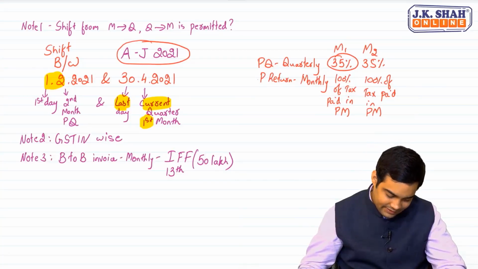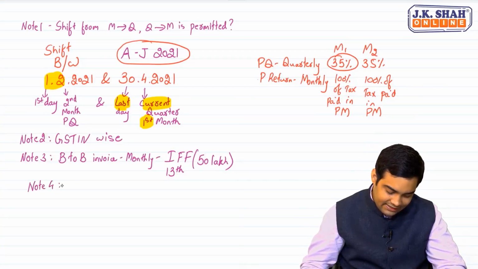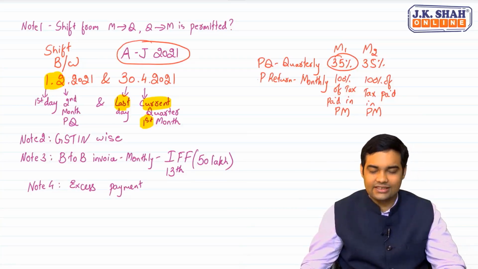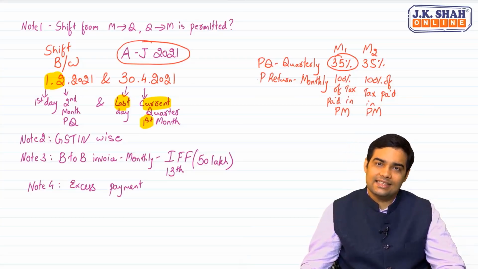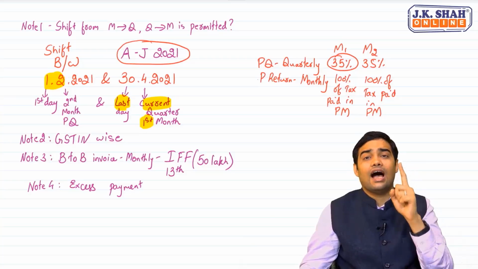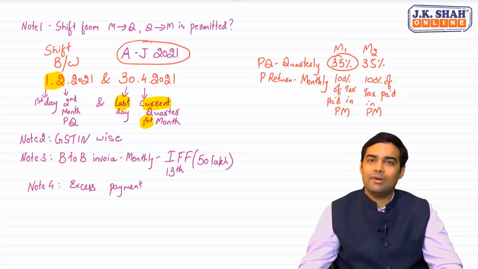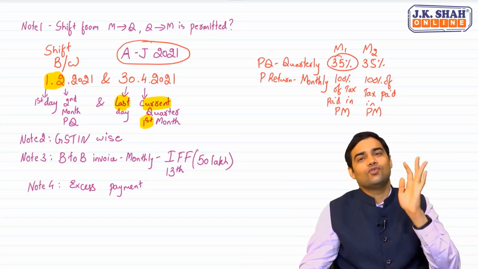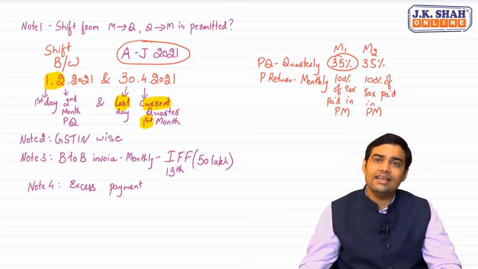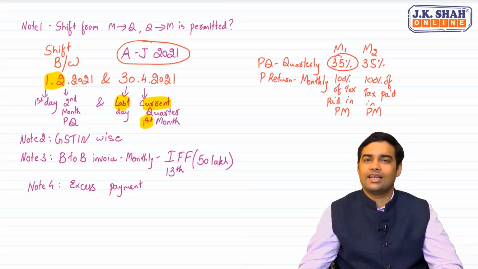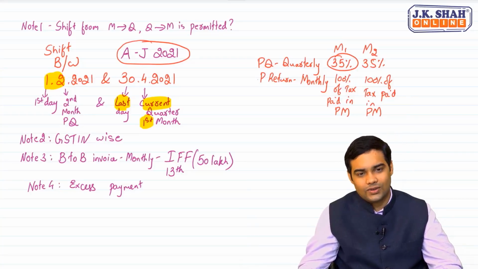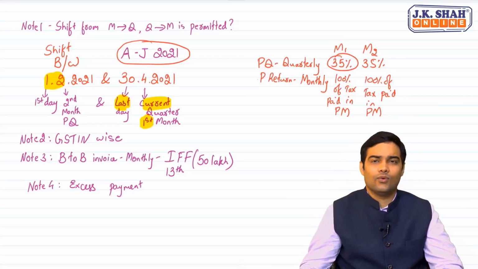Then, what if there is an excess payment lying in my e-cash ledger, can I use it for other purposes? The answer is yes, I can use it for other purposes after filing the return for the quarter. So, in April to June, if I have paid excess at 35%, first I have to file that April to June quarter return, and then the balance in the e-cash ledger, any amount remaining, I can use it for any other payment. Plus, a refund can also be sought. Okay. This entire thing was about QRMP.